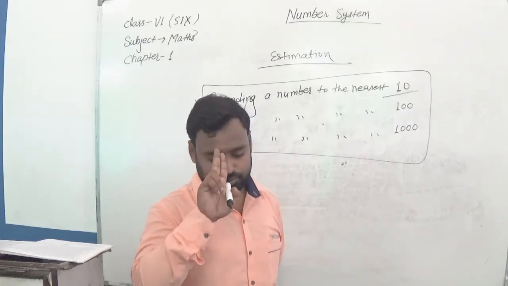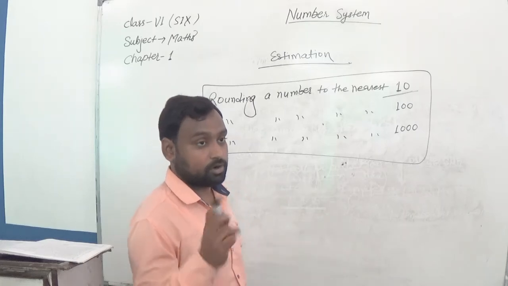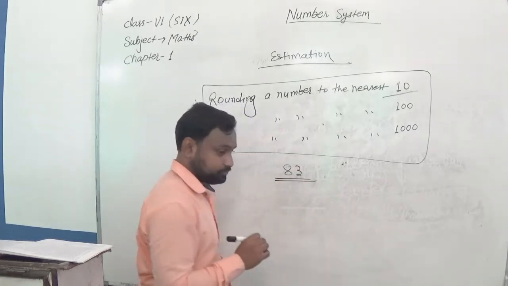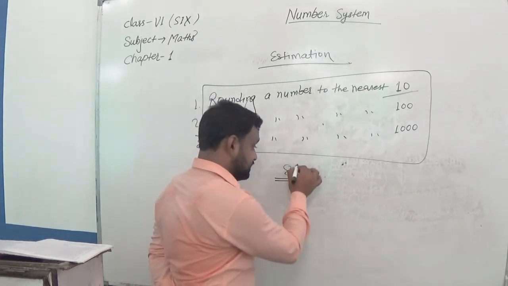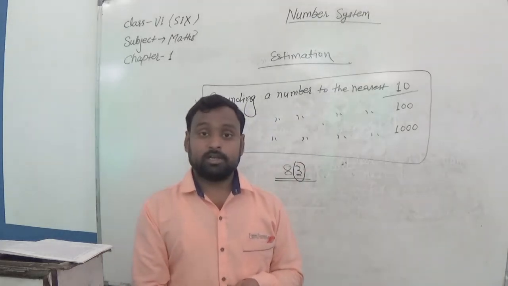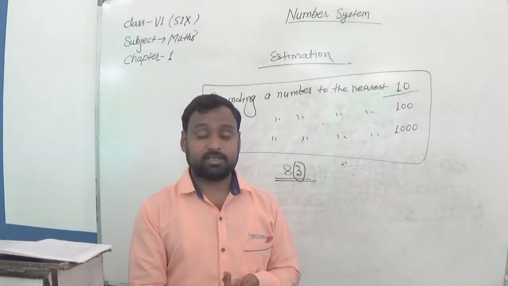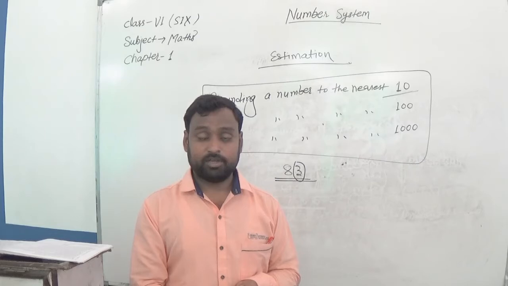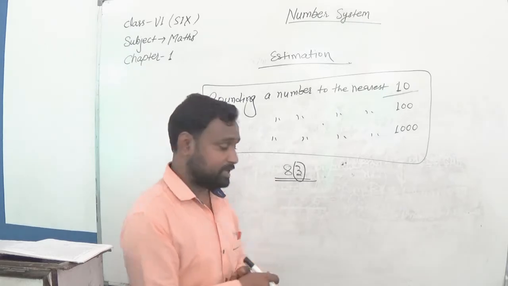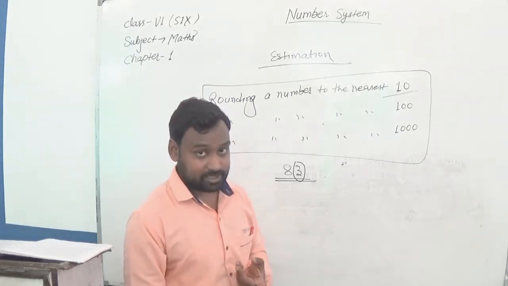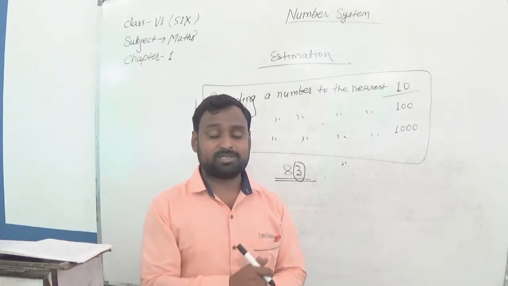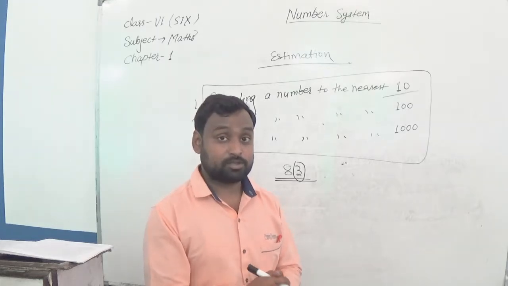Only two things we have to keep in mind during rounding off a number. Suppose we have one number, 83. If the digit at ones place, listen to me carefully, is less than 5, in that case, to round off a number, we have to just replace the ones digit with 0.